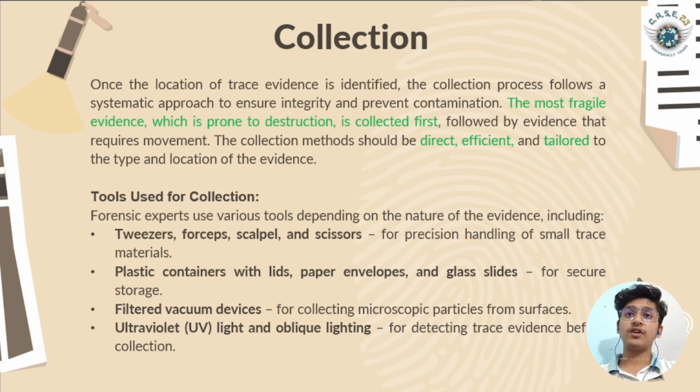So the basic rules of collection are: work from the most fragile to the least fragile. The evidence that can be easily lost, like gunshot residue or hair, is collected first. Then use the right tools. No bare hands. Investigators use tweezers, brushes, tapes, and even vacuums to pick up evidence without contaminating it. The last but most important is avoid contamination. Every forensic expert wears gloves, masks, and even clean clothing to ensure that they don't accidentally add their own DNA or mix up the samples.